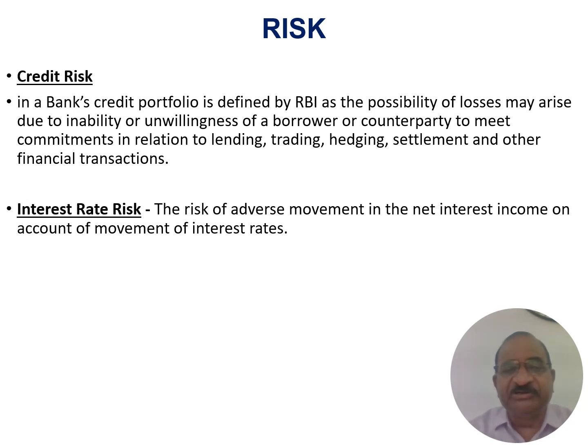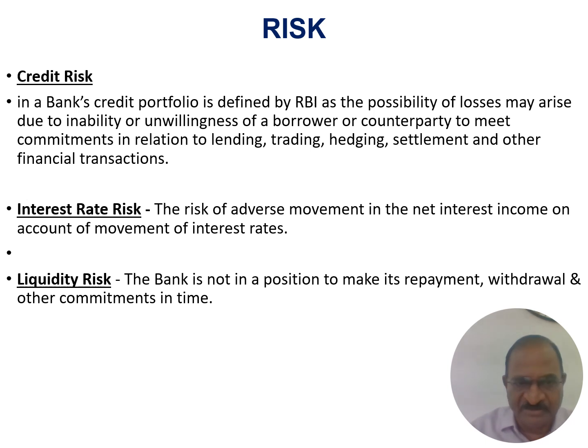Now, second is interest rate risk. It is the risk of adverse movement in the net interest income on account of movement of interest rates. Example, your interest expenditure has gone up and your interest income has come down. This means a mismatch, and you can say it is an interest rate risk.